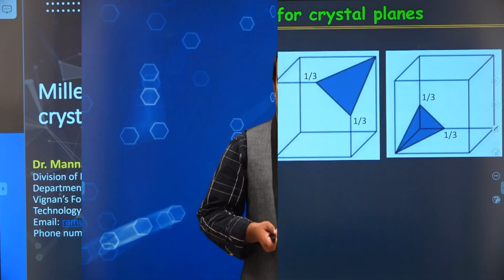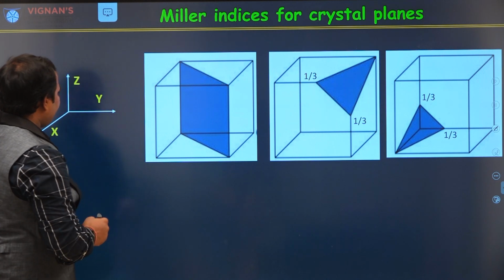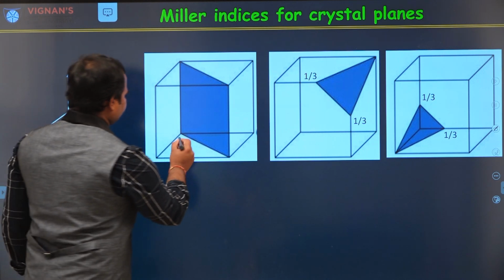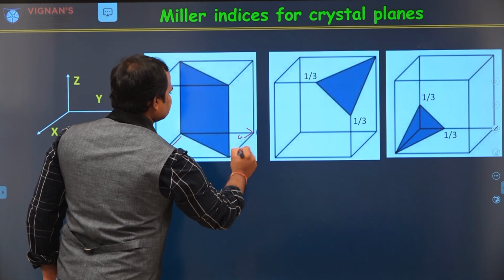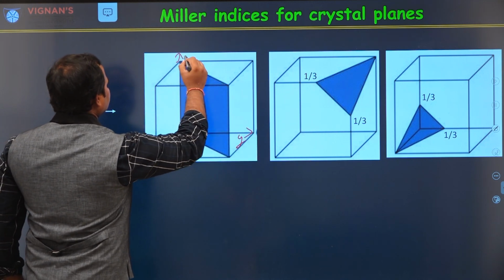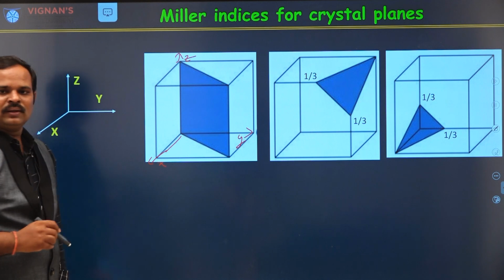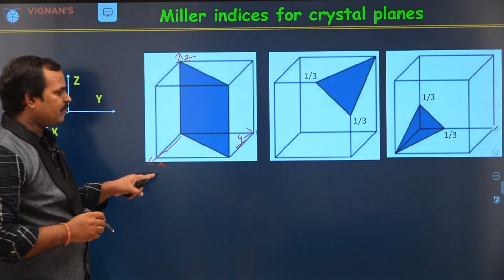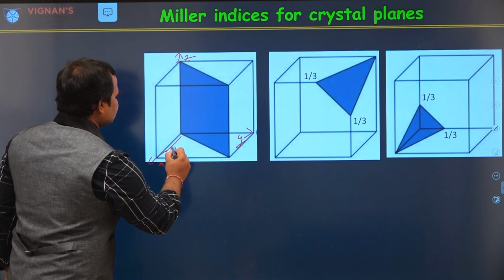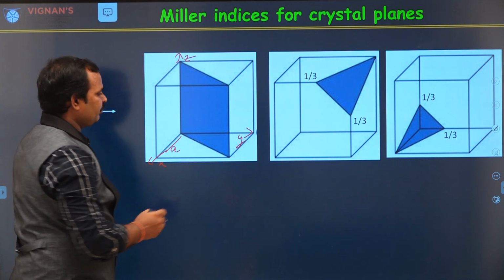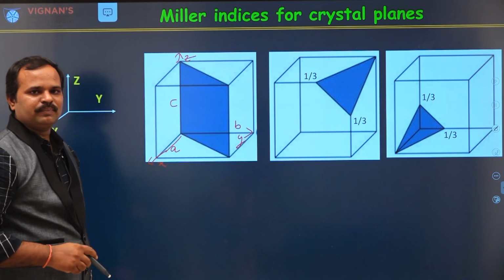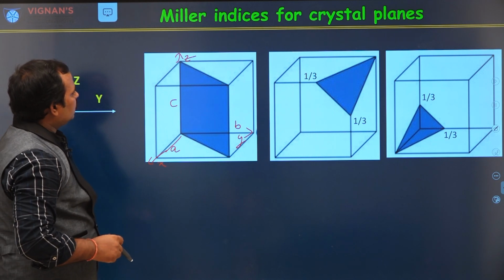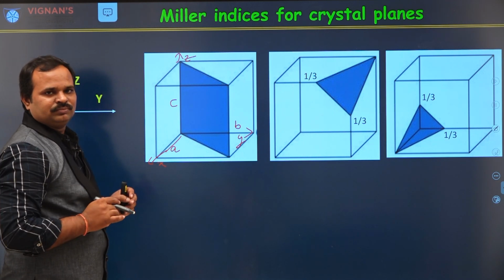Let's start. Here the axes were given. This is the x-axis, this is the y-axis, z-axis. Since they have not given the lattice parameters, let us consider the lattice parameter along the x-axis is a, the y-axis is b, and the z-axis is c. Now, let's find out the intercepts.